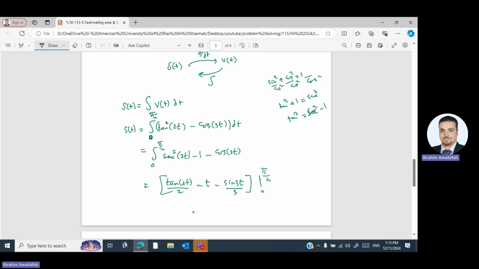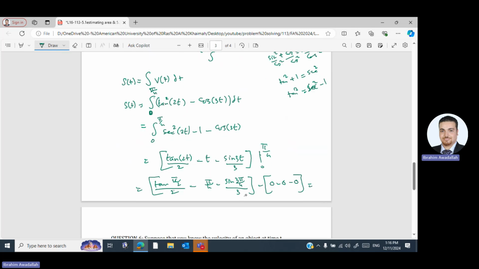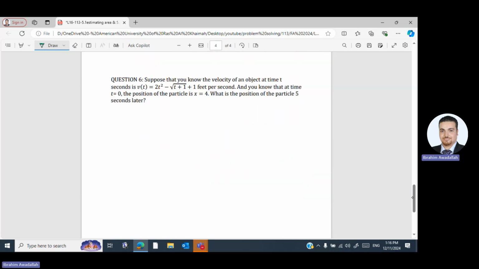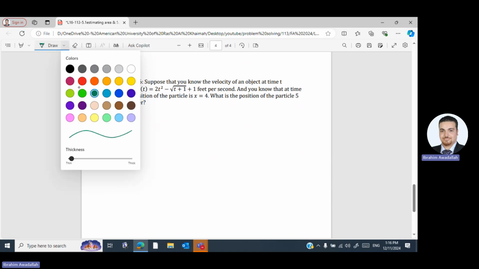0 to pi over 4, so tan, because 2 pi over 2, all divided by 2, minus pi over 4, minus sine 3 pi over 4, all over 3, all this result minus tan 0, 0, minus 0, sine 0, it's 0. So this amount only will be the final answer. You can find this by calculator for the final answer here. Again, I want to make this short as much as possible.